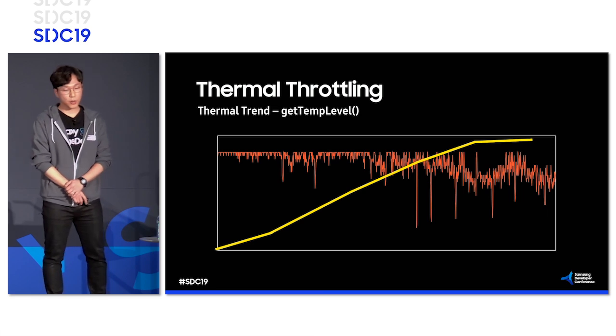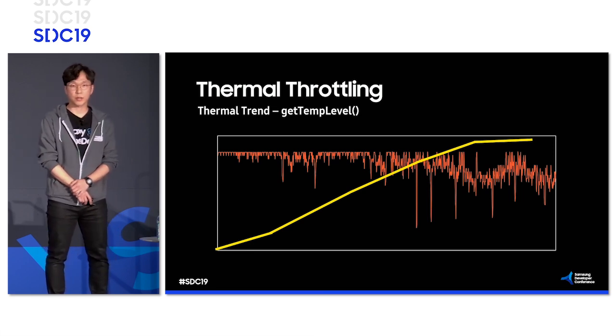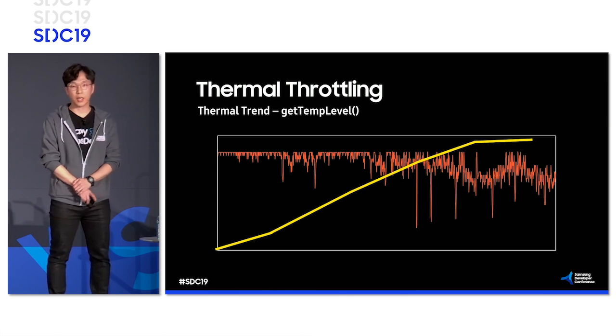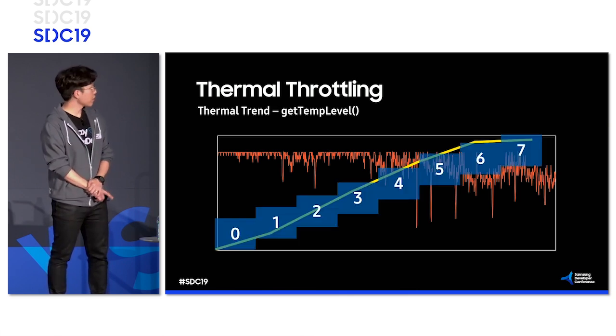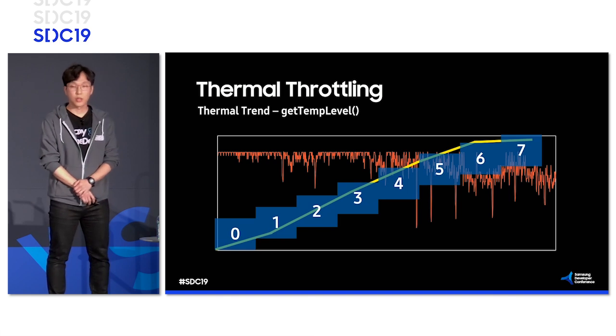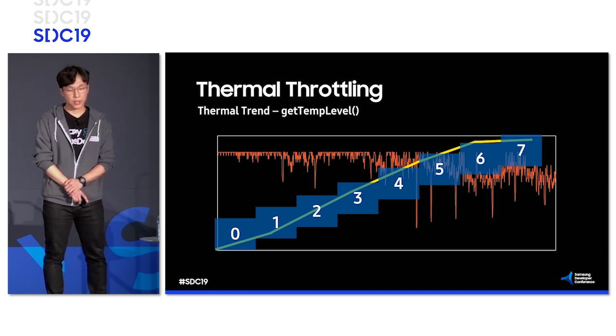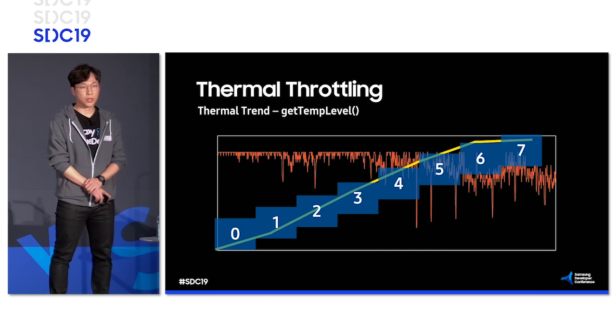And GameSDK provides various temperature information. Each piece of temperature information is provided by abstraction level, and each temperature range is 0 to 7. So with this API, developers can know the temperature trend.